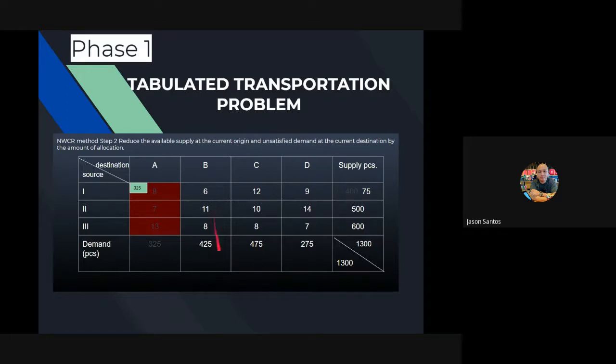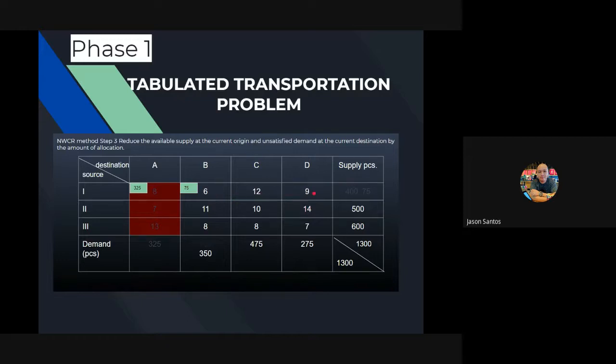So between 425 and 75, we will choose 75. Thus, it is already plotted here, 75, and then 75 minus 75 is 0, so it's cancelled out. And then 75 minus 425 gives us 350. Since the supply here is already exhausted, meaning there's none left, what we're going to do is cancel the entire row. So we have canceled that entire row.